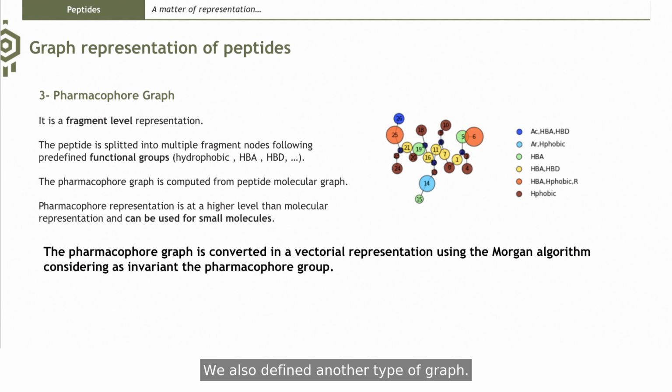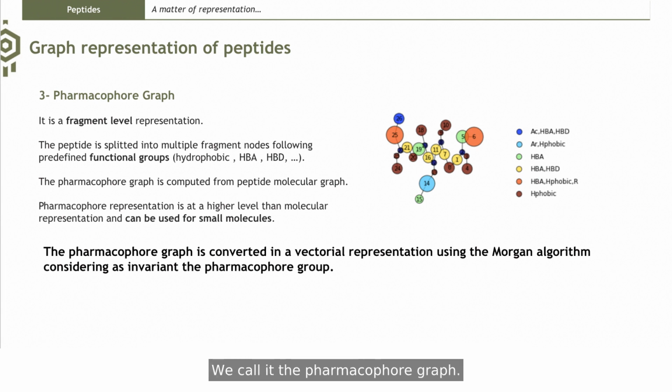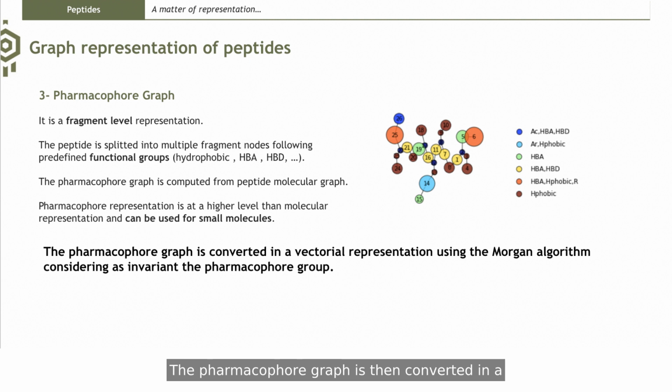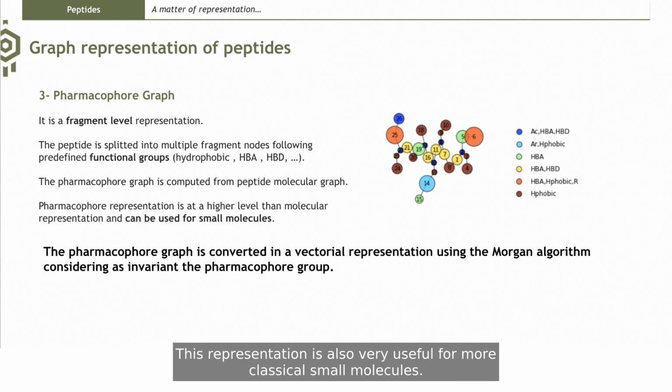We also defined another type of graph. It is a fragment level representation that is between the molecular and the amino acid level representation. We call it the pharmacophore graph. In this graph, the peptide is split into multiple fragment nodes following predefined functional groups like hydrophobic or hydrogen bond acceptor. The pharmacophore graph is then converted in a vectorial representation using the Morgan algorithm, considering as invariant the pharmacophore group name. This representation is also very useful for more classical small molecules.